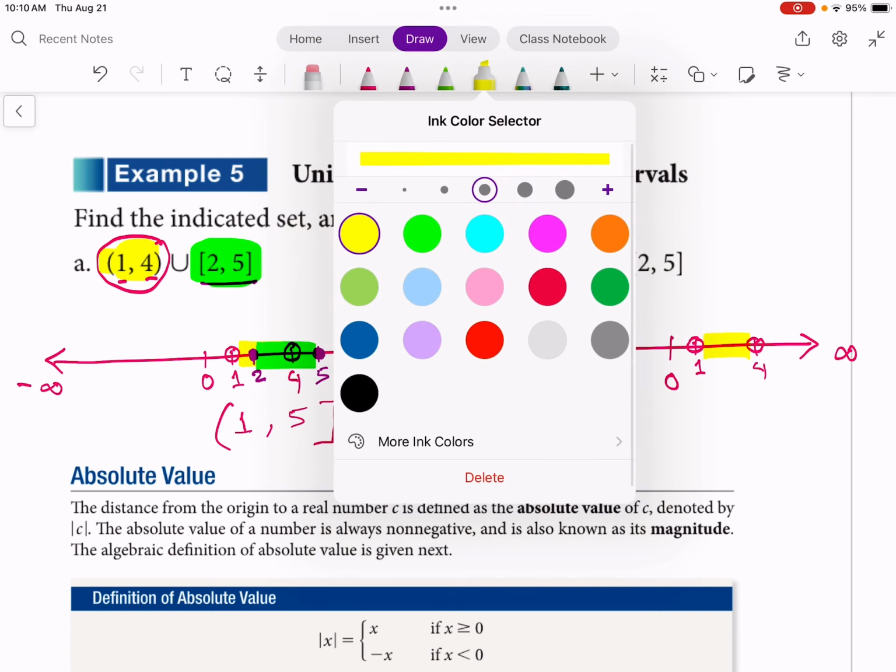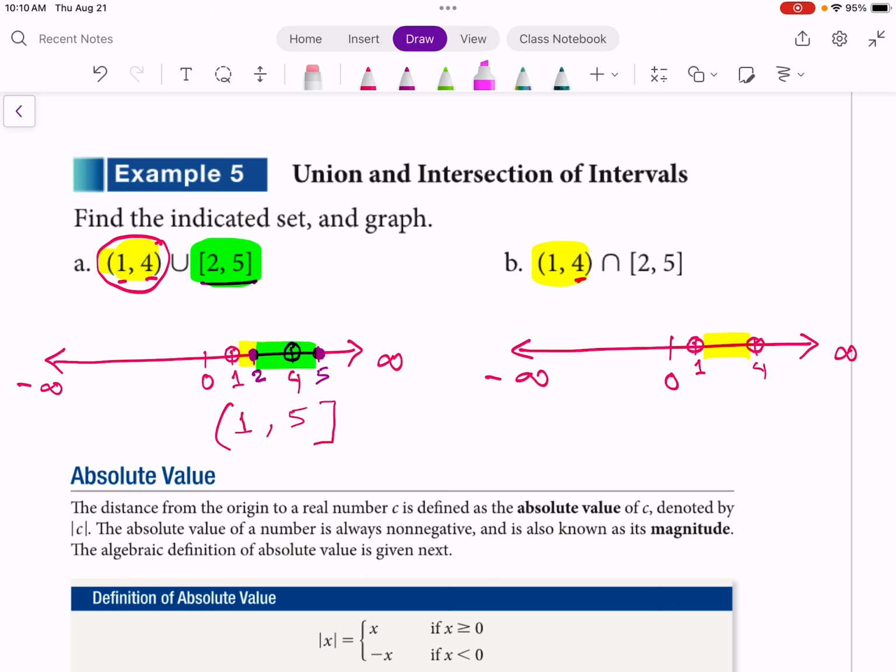Now let's draw our next set. So for this set, we need a 2, 5 is here. So with 2, there is a bracket. It means we are including 2 and we are including 5. Now let's set this graph. Okay.